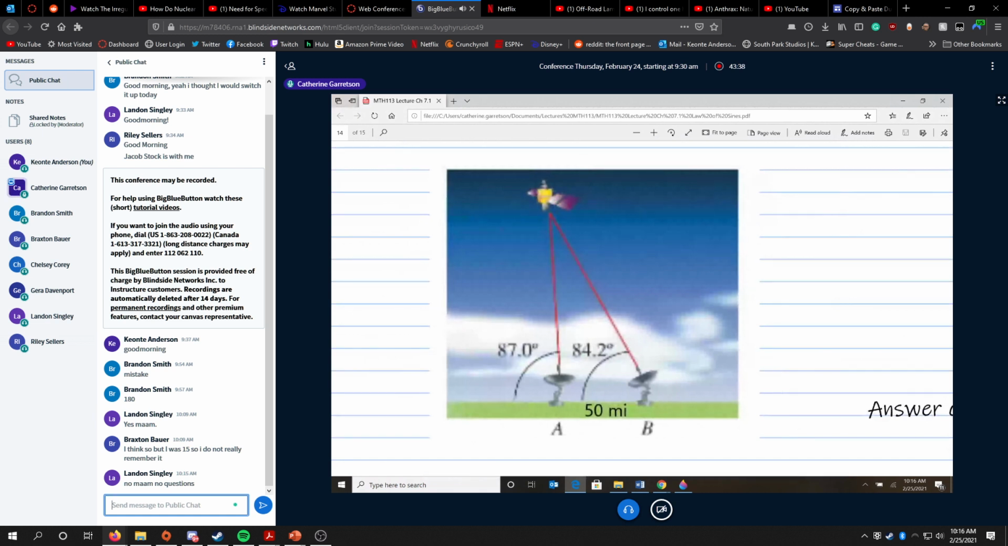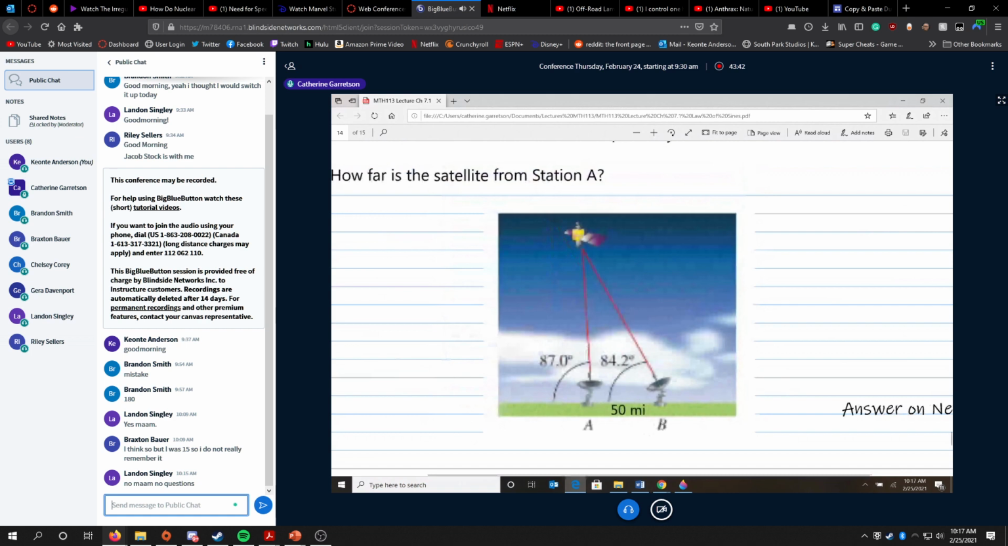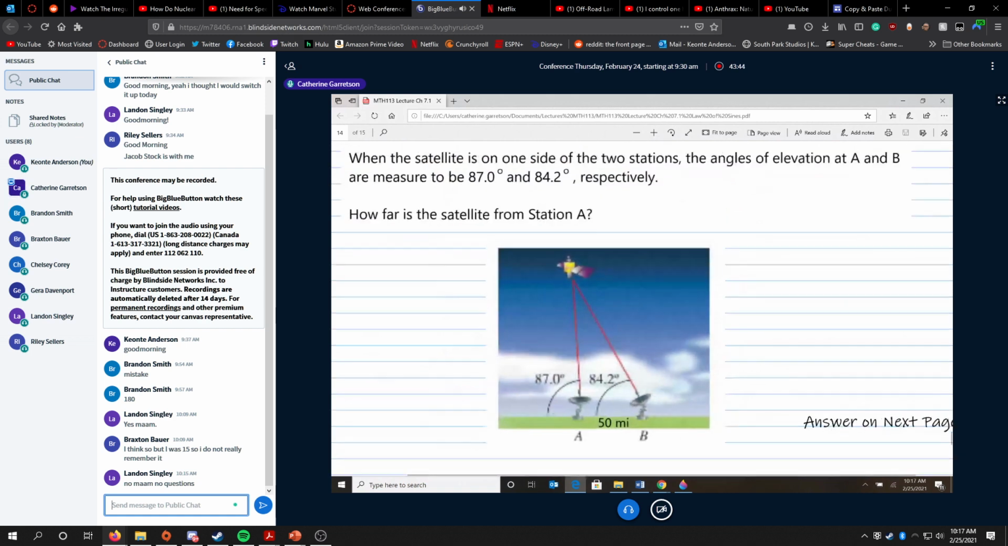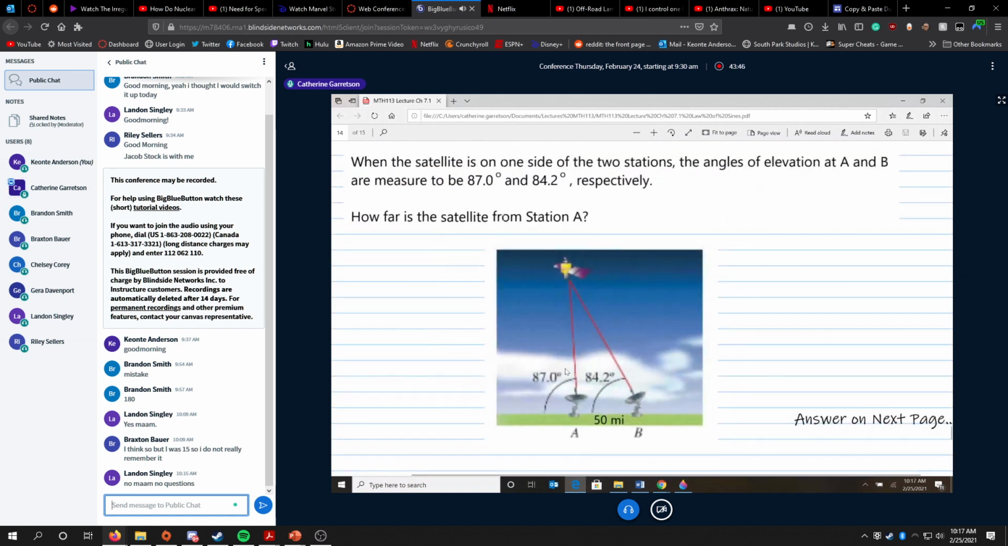Once I do that, then I do my law of sines. Now, what is it they want us to find? Which side? How far is station A from the satellite? So they want us to find this side over here. But you do have some homeworks that look just like this. So that's how you would do that.